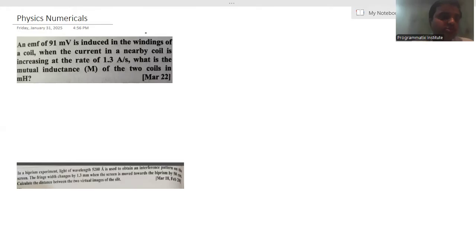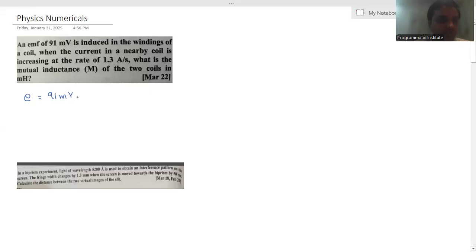So the first question goes: an EMF of 91 millivolt is induced in the windings of a coil when the current in a nearby coil is increasing at the rate of 1.3 amperes per second. What is the mutual inductance, capital M, of the two coils in millihenry? Definitely, this is one of the easiest questions. All you have to do is you should know the given first. So if I write given over here, we have E, which is 91 millivolt.